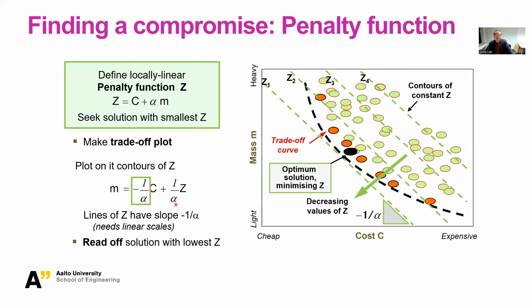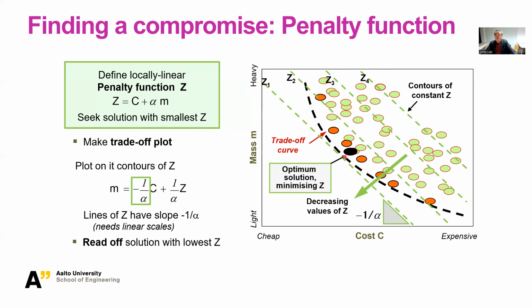So the intercept is basically 1 over alpha times z. So basically we're looking for the minimal intercept, and this is also this curve, right? And when you find this intersection here, basically this is your optimal solution. You're minimizing the z, and this is the trade-off front you can find. Yeah, I hope this is clear.